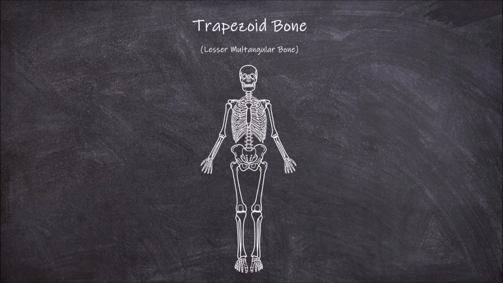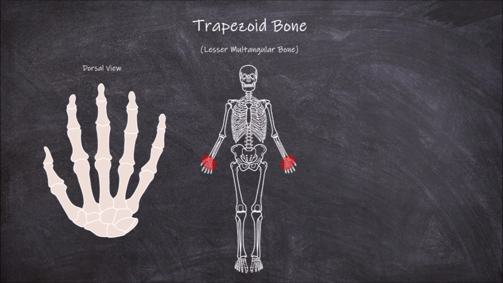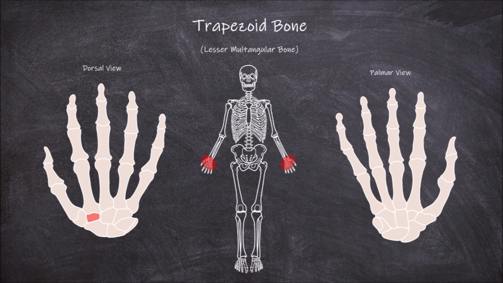Where are these bones located? The trapezoid bone is a paired bone located in the middle of the wrist on each hand. If we look more closely at the back or dorsal view of the right hand, we can see highlighted in red the trapezoid bone. If we now look at the palmar view, it is again seen highlighted in red.